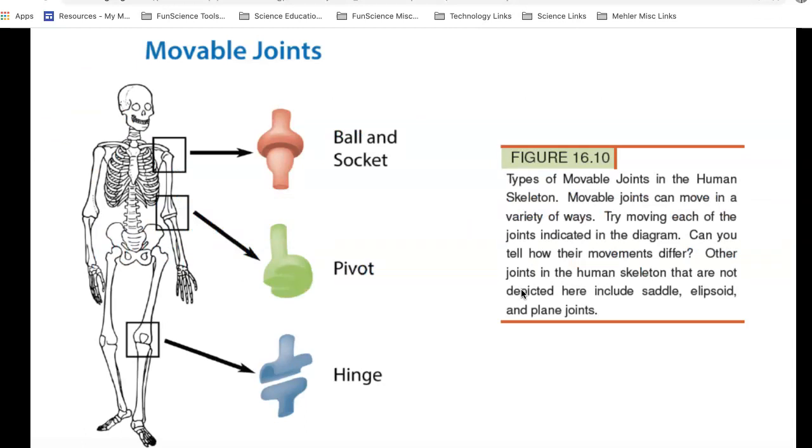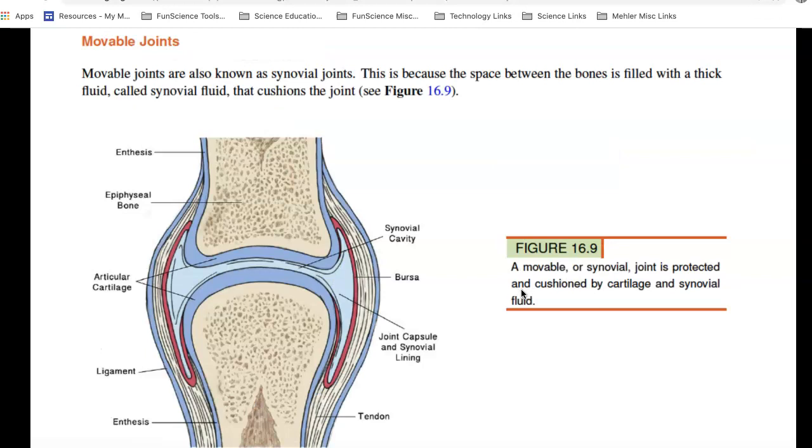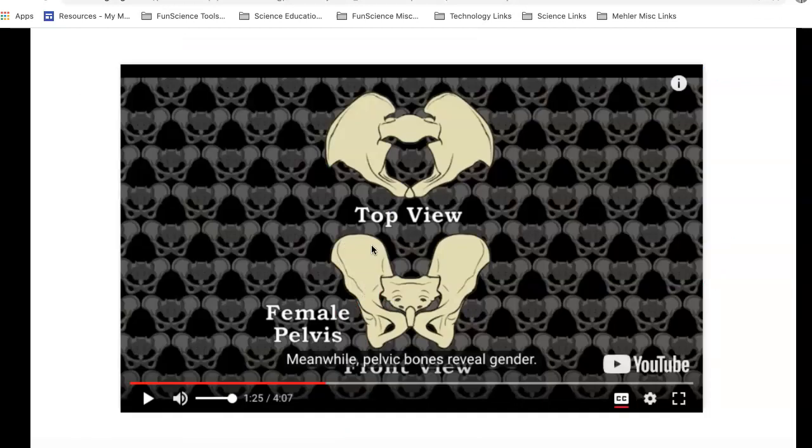Your shoulder is ball and socket, your elbow is pivot, and your knee is a hinge. These are different types of movable joint in our skeleton. Movable joints are also known as synovial joints, and one of the reasons is that there is a fluid that acts to make these joints move easier and freer, which is called synovial fluid. Sometimes they're referred to as that type of joint as well.